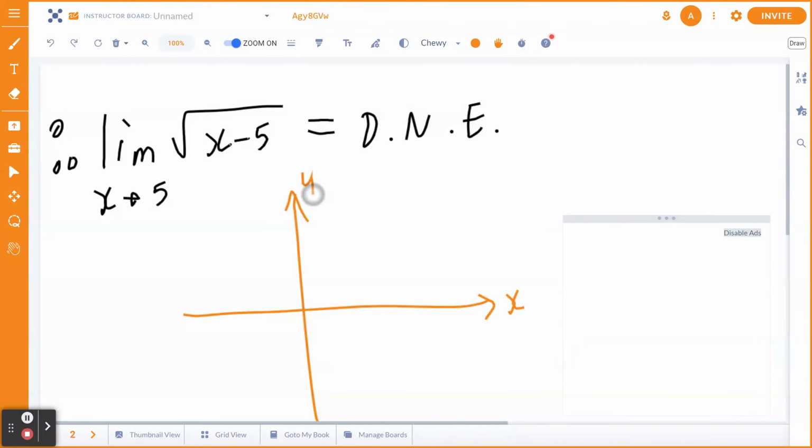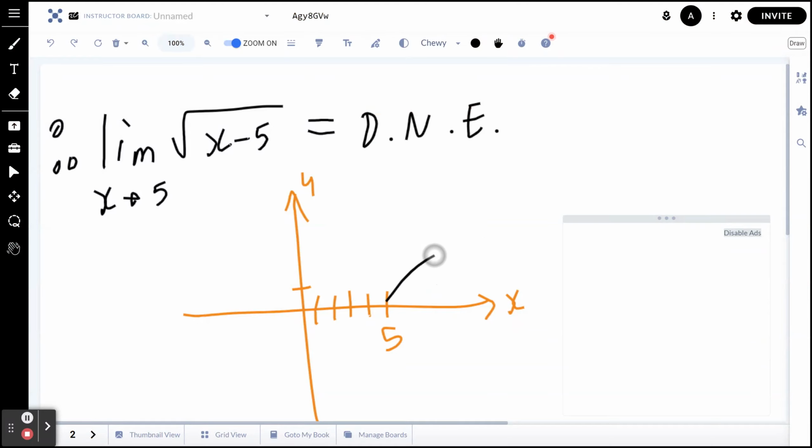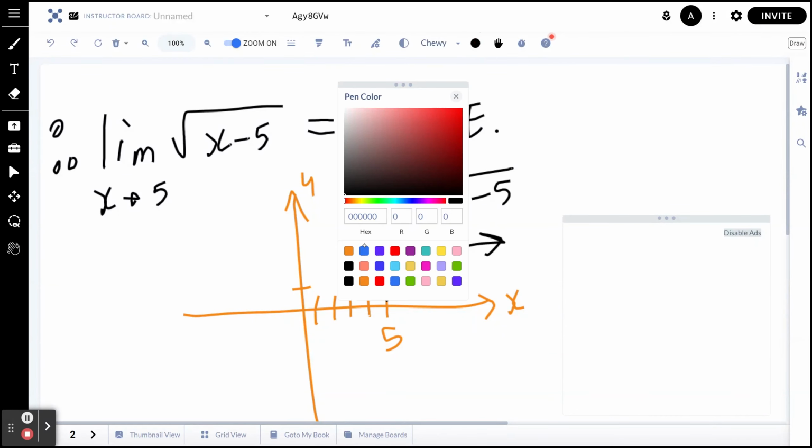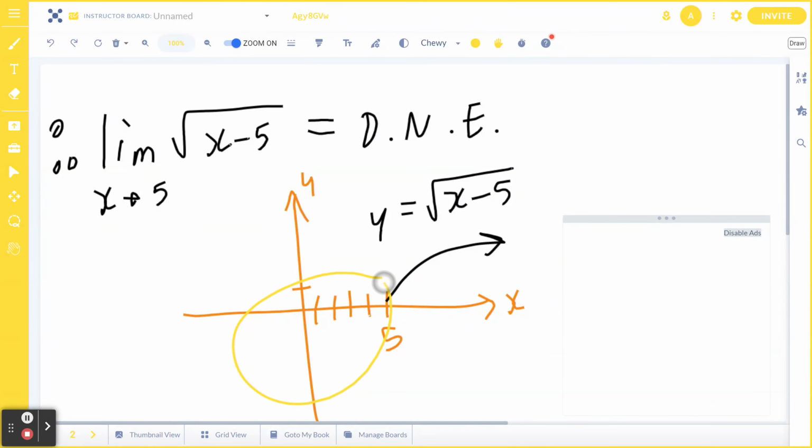So for example, if you look at the actual graph, let's draw this right here. Let's use a different color for you. Say you're graphing the square root of x minus 5, and this is just a rough and ready kind of graph. When you look at the left limit, again, there is no left limit, which means the left limit does not exist, and therefore the entire limit does not exist. I hope this makes sense.